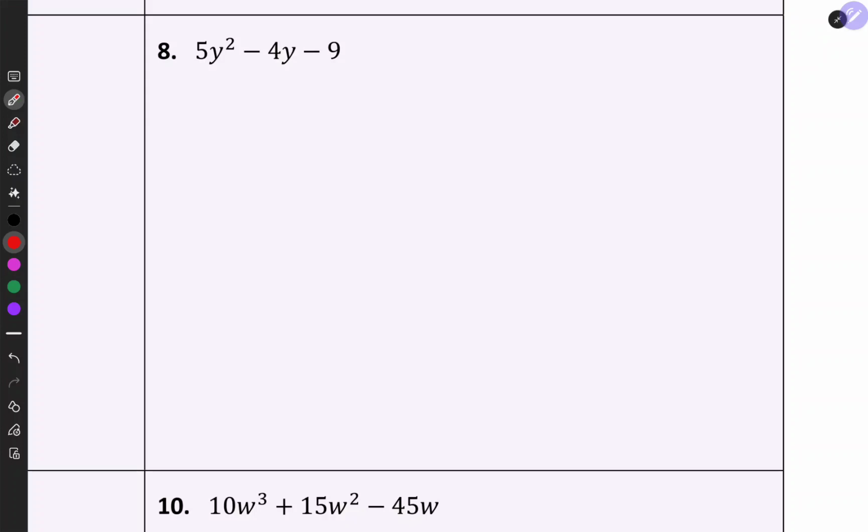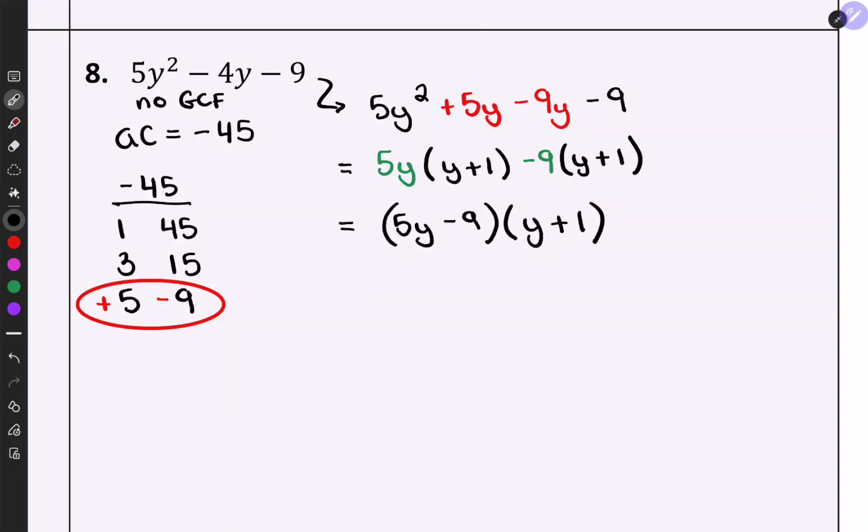If you haven't worked it out, go ahead and pause it. If you have, I'll show you the solutions in a bit. All right, so here's a solution for number 8.